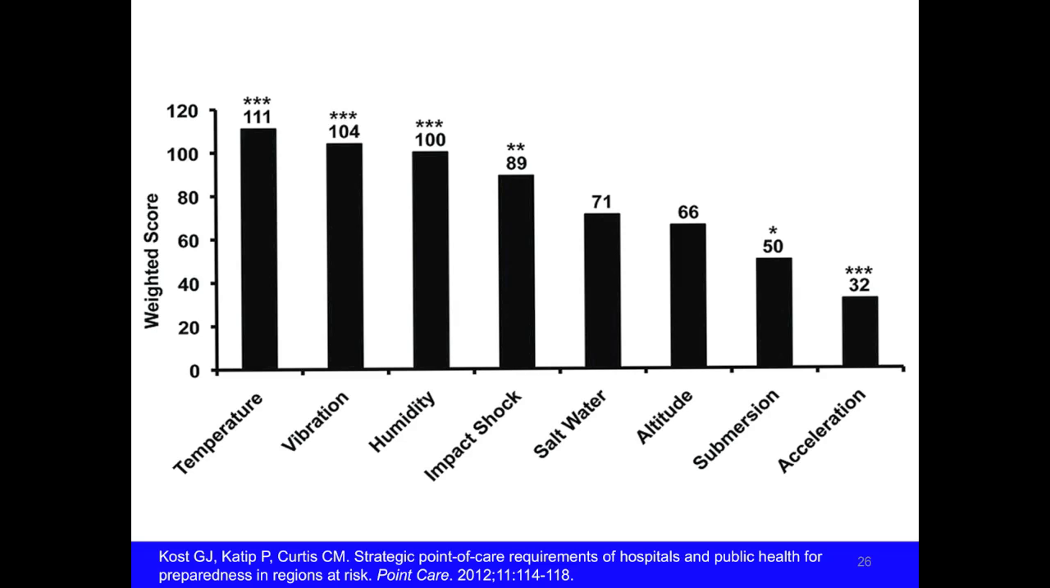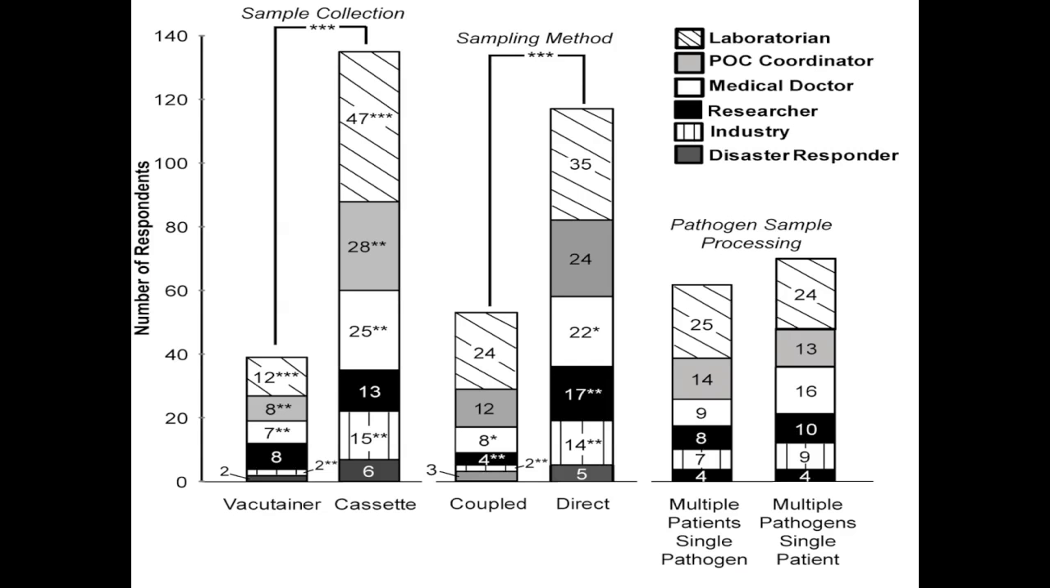So these are some of the physical attributes that we need to take into consideration when we're selecting devices or, for that matter, designing them de novo. Slide 27 shows you that respondents preferred sample collection coming from a cassette and a direct sampling method.